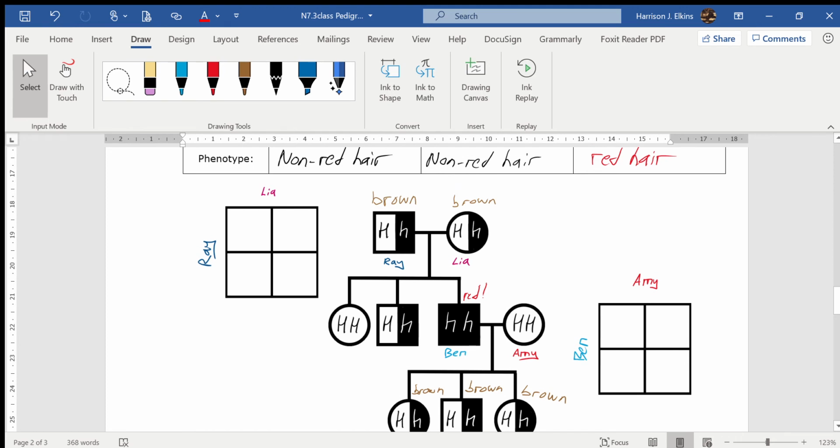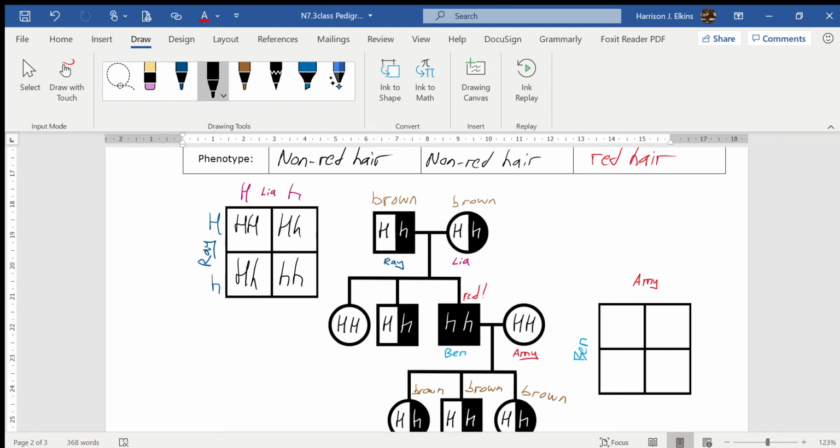Well, we need to map this out. Let's look again at Leah here. Leah has a big H and a little h, and Ray has a big H and a little h. Let's say Ray passes on the big H in his sperm, and Leah passes on the big H in her egg. What are we going to get? We're going to get a child who's diploid and who has capital H, capital H. Let's go ahead and complete this square here. These are the possible offspring. These are the actual offspring.